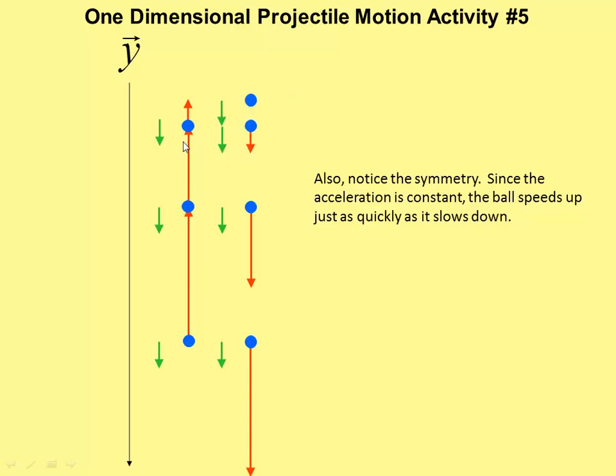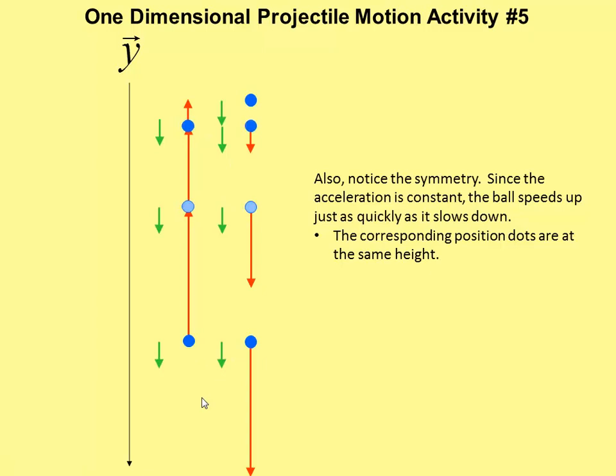Well, since the acceleration is the same on the way up as it is at the highest point as it is on the way down, the ball slows down on the way up just as fast as it speeds up on the way down. And since it's doing that, two things have to be true. Corresponding dots are going to be at the same height.